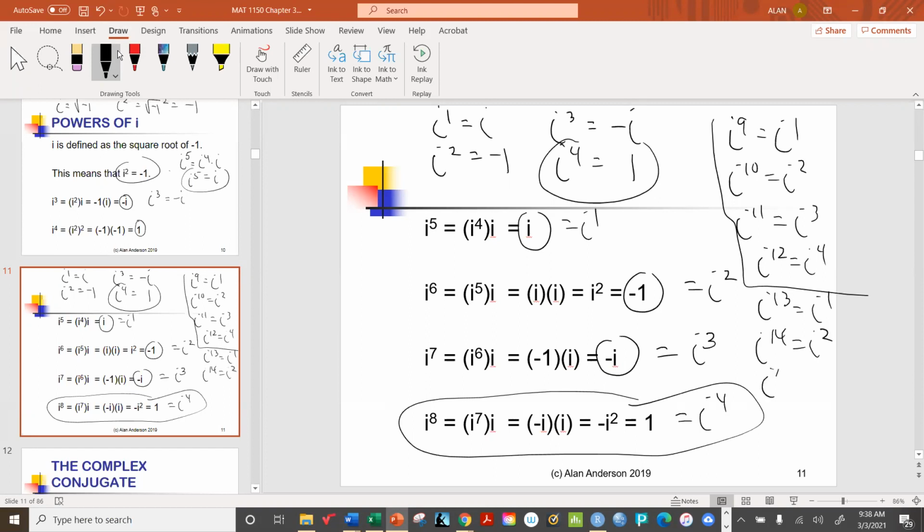I thought you'd find this interesting, and it helps you keep track. Now, we're not going to be running into i to the 16th power, for God's sake, but it's interesting to note how these are related to each other.